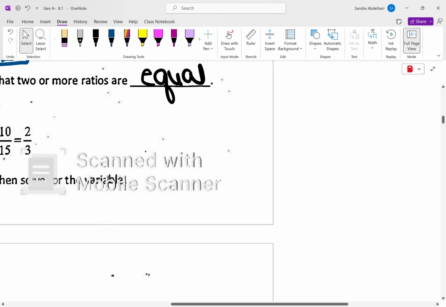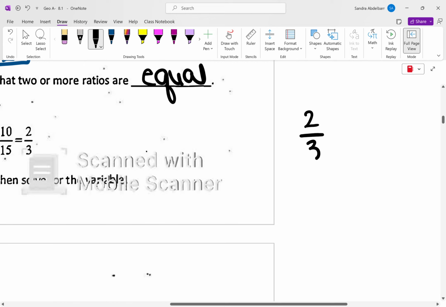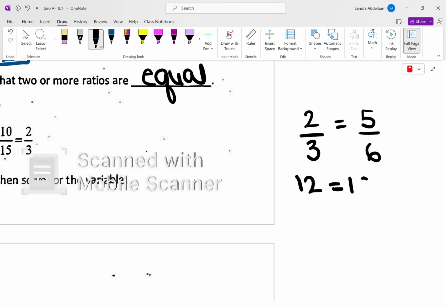So for example, you don't have to write this down, but if I had 2/3 equals 5/6, and I'm asking you, is this true? No, this is not true. We can double check this. 2 times 6 is 12. 3 times 5 is 15. That's not a true statement, so that proportion is not true. Every proportion, if it's going to be true, when you cross multiply, the left side ends up equaling the right side.